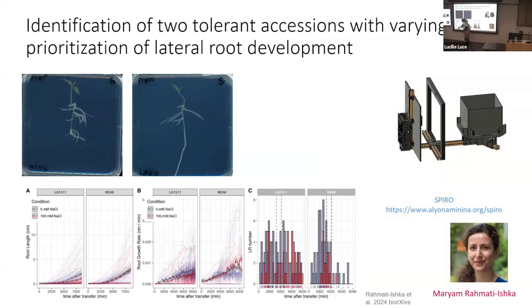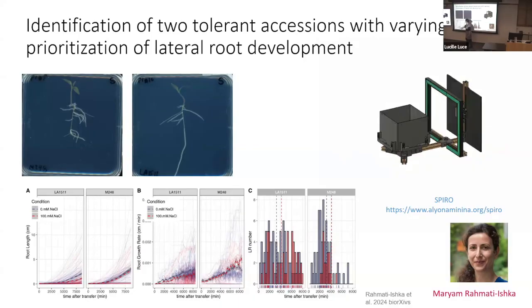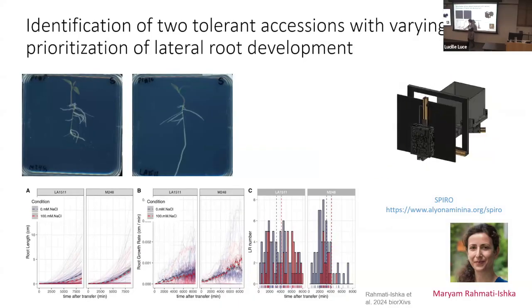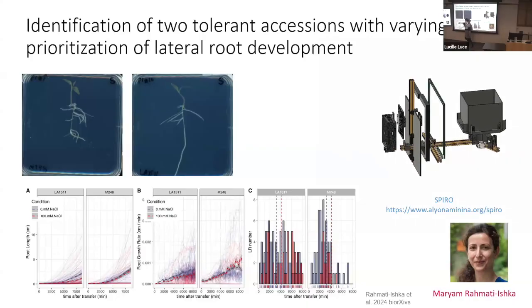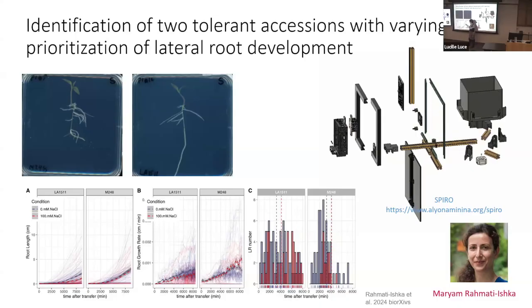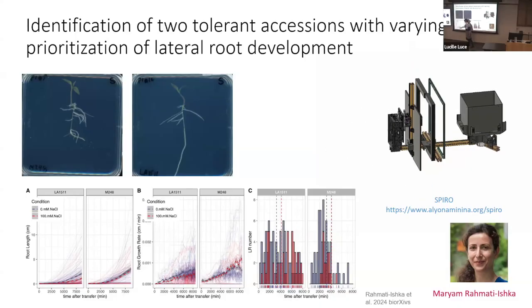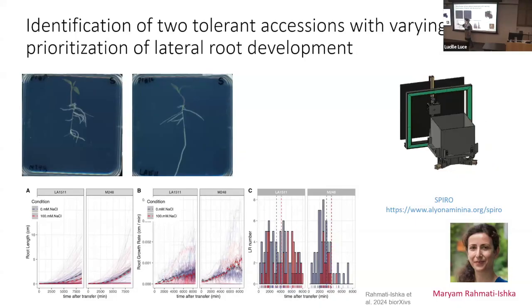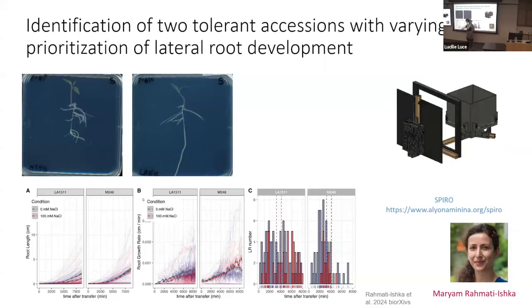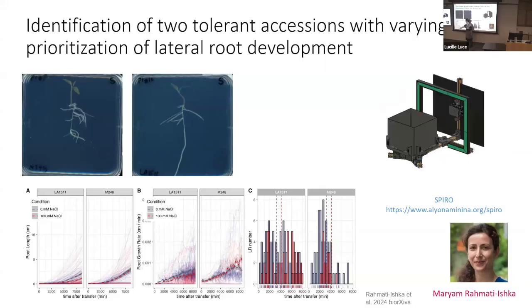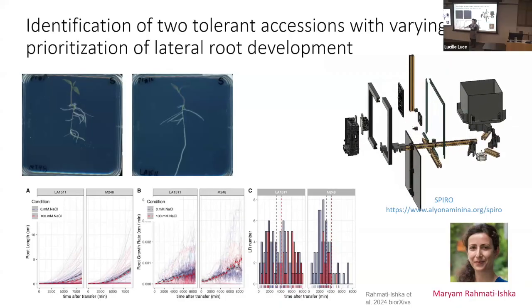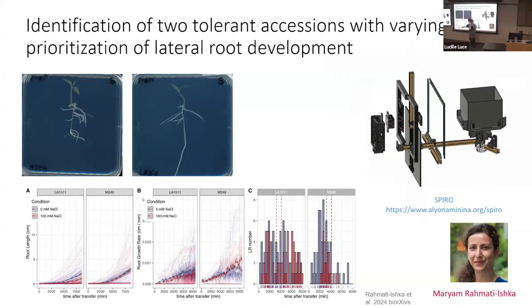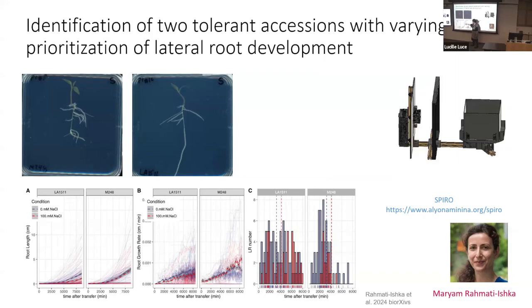So now we've got a time series that is incredibly dense for both of our lines under control conditions and salt stress. So salt stress is red. And in here we're looking at the individual length of lateral roots. And you can see that one of them is really suffering in their lateral root elongation, and the other one is like, salt? What salt? The same happens if you calculate the root growth rate.